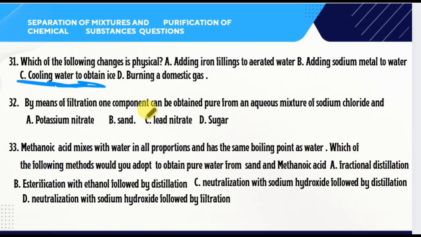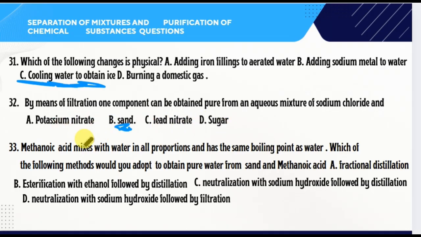By means of filtration, one component can be obtained pure from an aqueous mixture of sodium hydroxide and dash. Which of the following can we obtain using filtration? What we know is that potassium nitrate and lead nitrate, and generally nitrate salts, are soluble. Definitely these two salts will be soluble. Sugar is also soluble, so we cannot use filtration. Definitely it will be sand. Sand is the insoluble part of the options we are given.